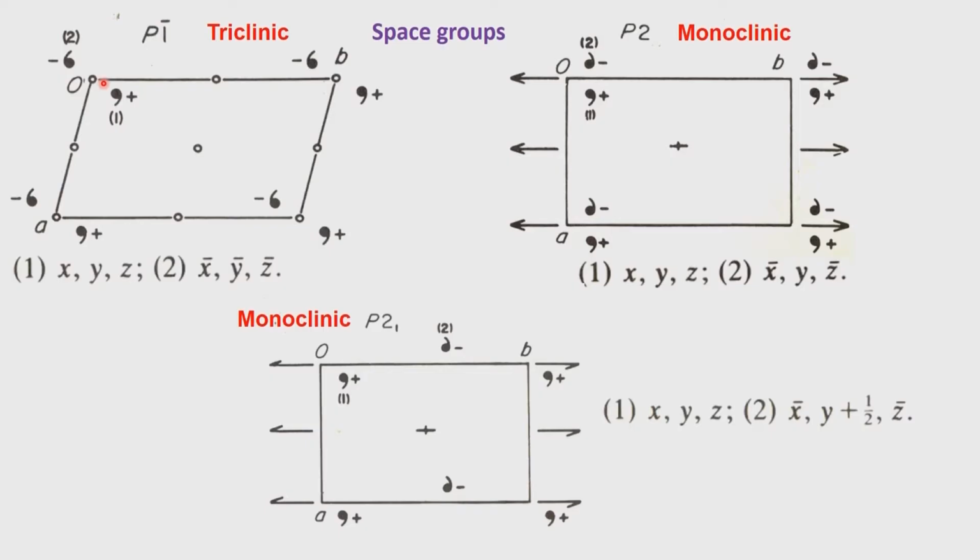So, in case of P1 for example, what would be the Wyckoff notation? Think about it, and that will tell you what would be the Wyckoff notation for P1. Will there be any more alphabet than A?